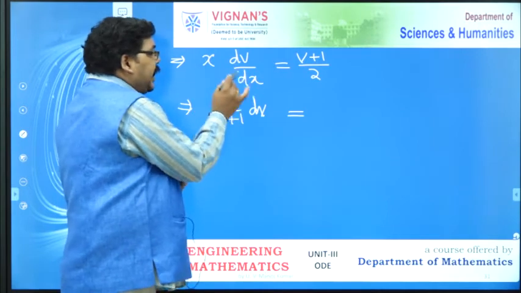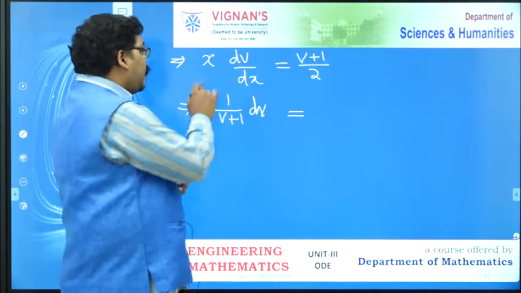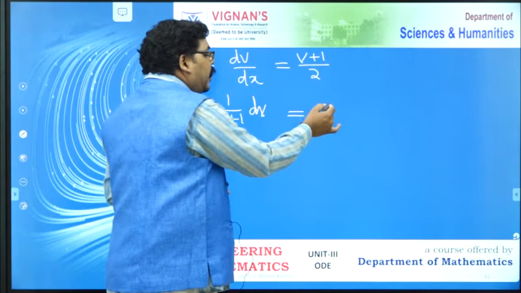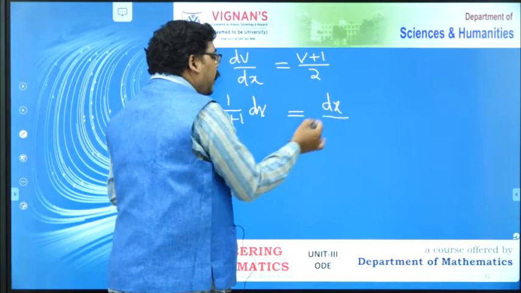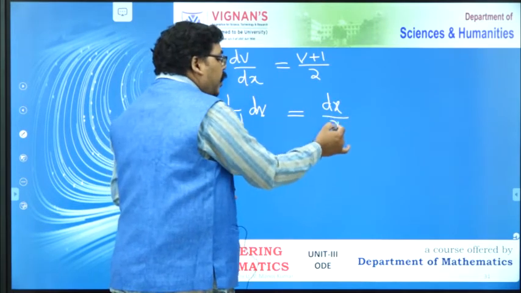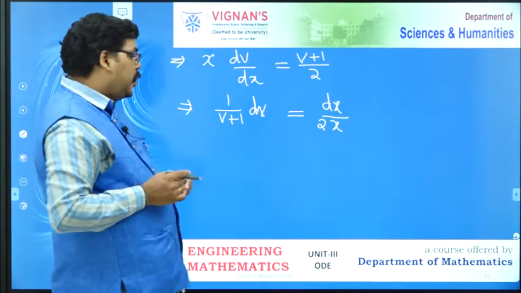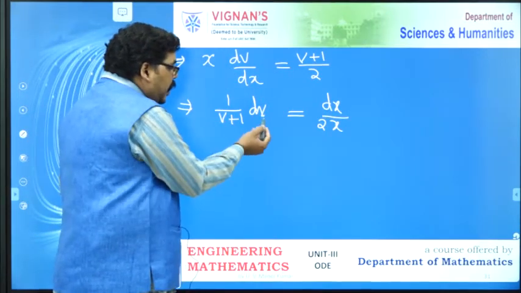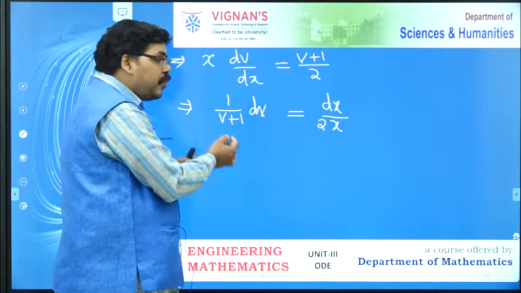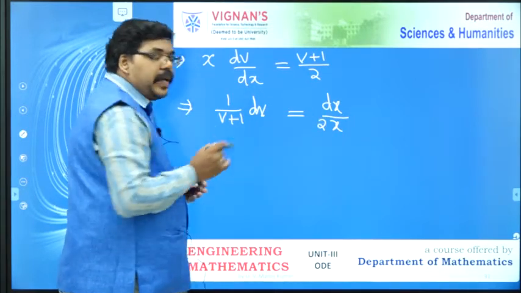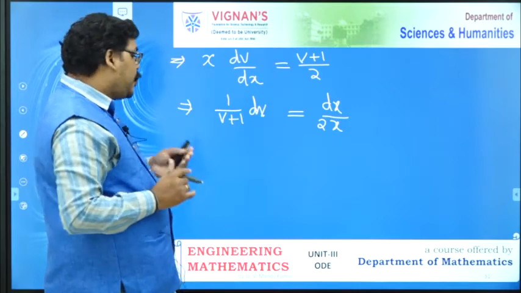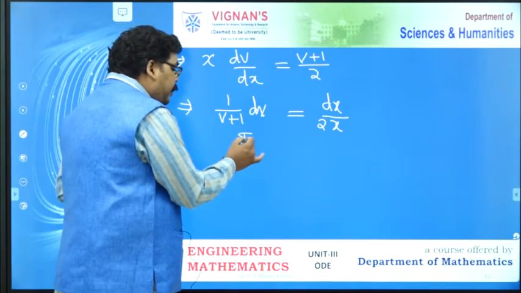Bring this x and dx to the other side. So when they come to the other side, denominator becomes numerator, numerator becomes denominator. Already 1 by 2 is there, as it is. So now the variables are separated. dv is multiplied with a function of v, dx is multiplied with a function of x. So integrate on both sides.